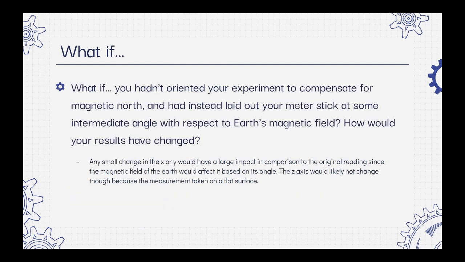What if you hadn't oriented perfectly with the Earth's magnetic field? Any small change in the x or y would have led to a large impact in comparison with the original reading, which we saw happening with our normal experiment too. Every time we moved the bar magnet 1 centimeter left, we had huge changes, and it wouldn't always return to the same values. The z portion of the magnetic field will likely not change because we measured everything on a flat surface, so we wouldn't be worried about it because we were only measuring data in 2 dimensions.